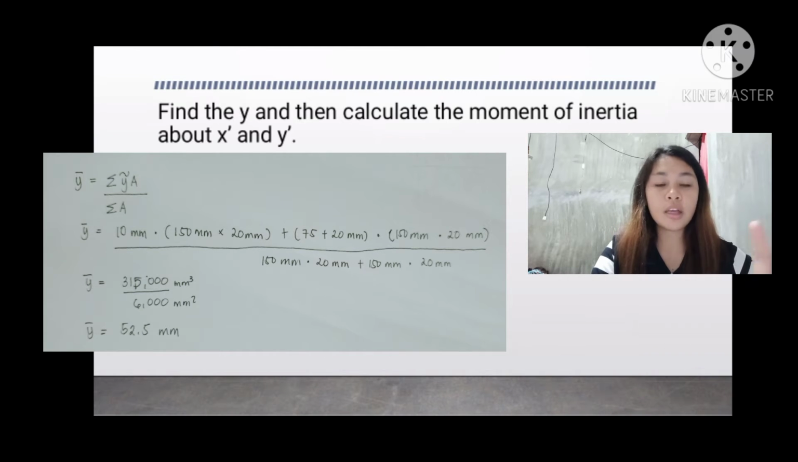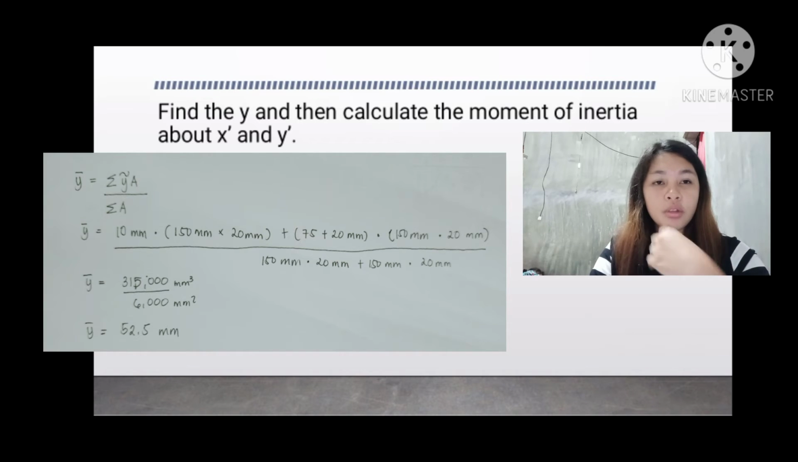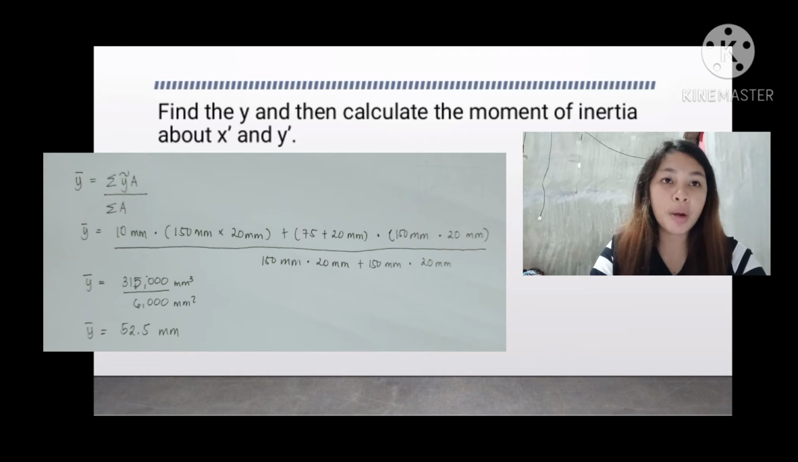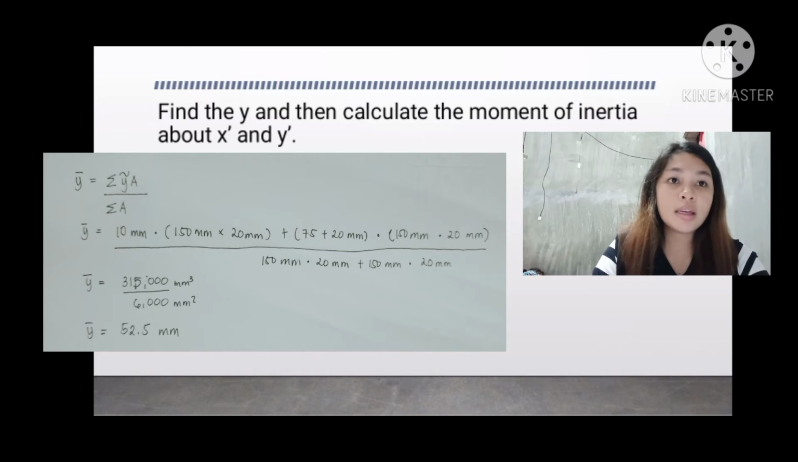The sum of those two products is divided by the sum of the areas of the two rectangles, which is 150 times 20 plus 150 times 20. This results in 315,000 millimeters cubed over 6,000 millimeters squared, so our y bar is equal to 52.5 millimeters.